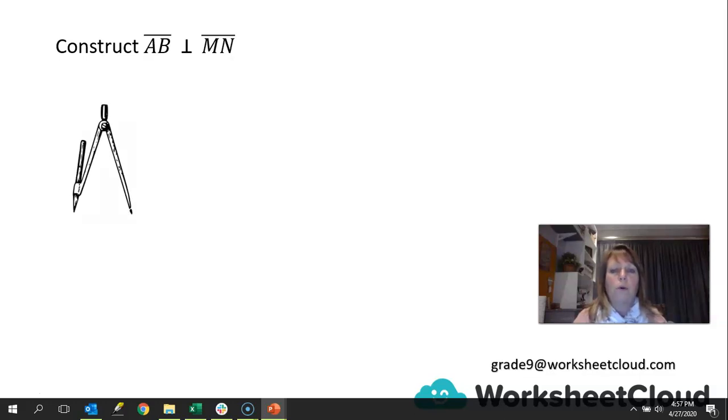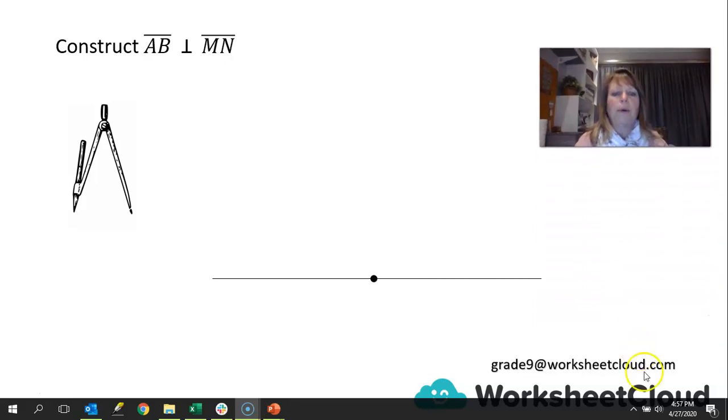Remember how we did it before? We used a compass. We drew a line. We put point A on the line. Put our compass point on point A. And then we drew arcs on either side. Make your arc about 3 centimeters and then you'll make it 3 centimeters on the other side.